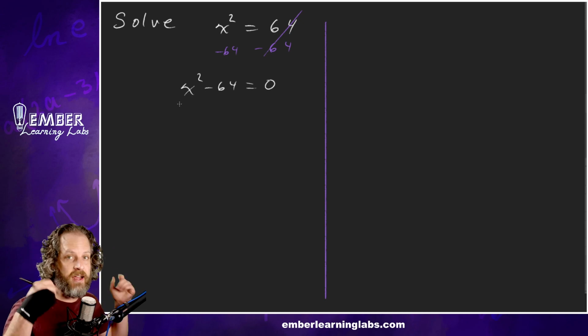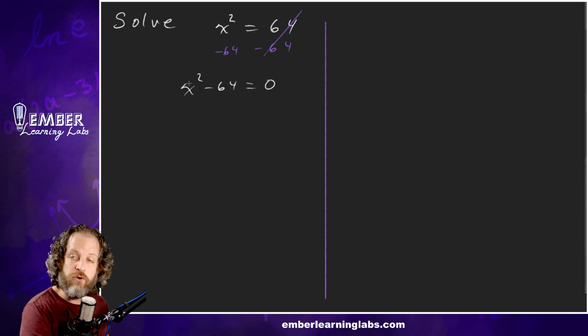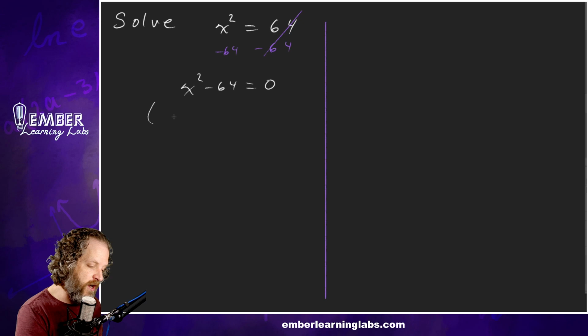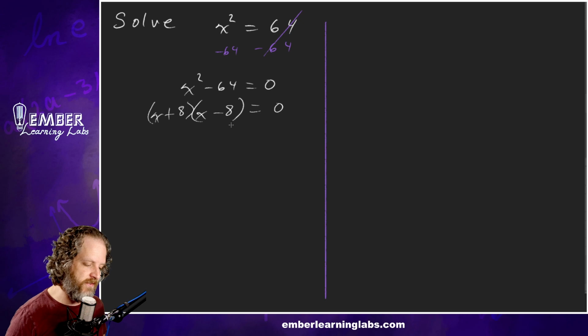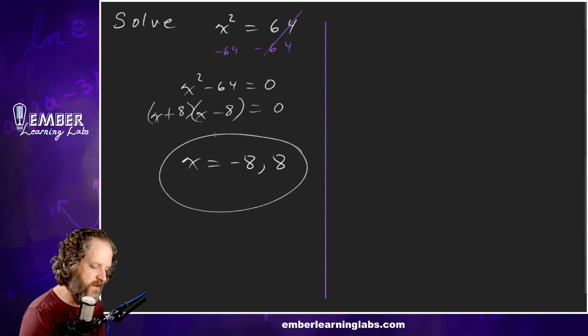Now, remember back in your review, go back and look at your review notes, all of those things. If we have a difference of two perfect squares, then we start with two sets of parentheses, square root of the first one, so x and x, square root of the second one, so 8 and 8. And then we do plus and minus. So our answers would be x equals -8 and +8, right?